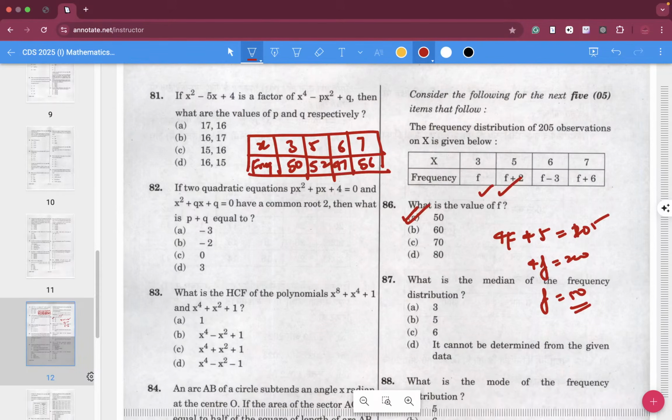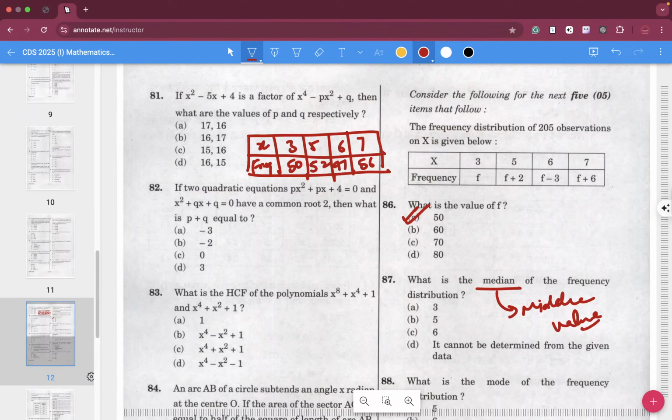Now, what is the median of the frequency is what they are asking, right? Median means the middle value, isn't it? Okay, median means middle value, right?